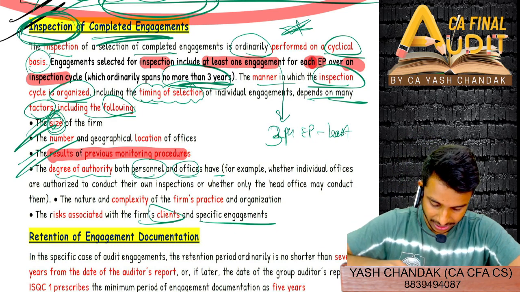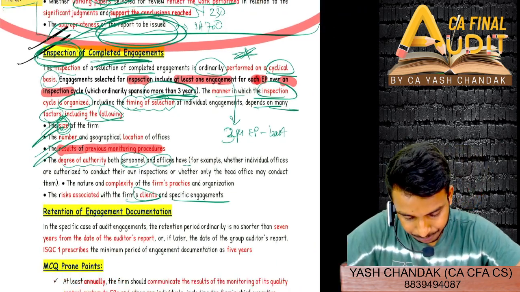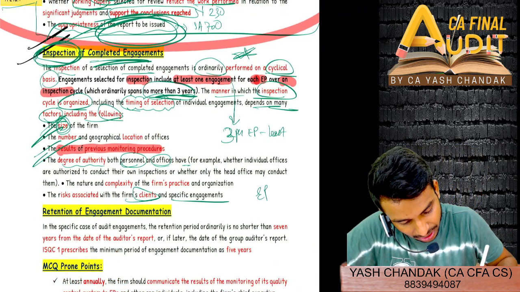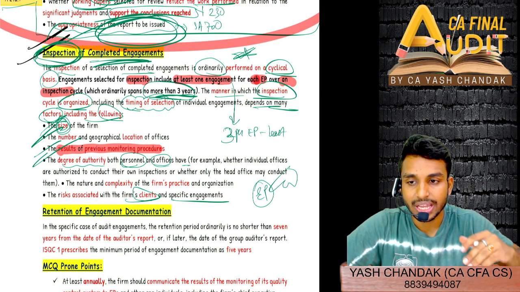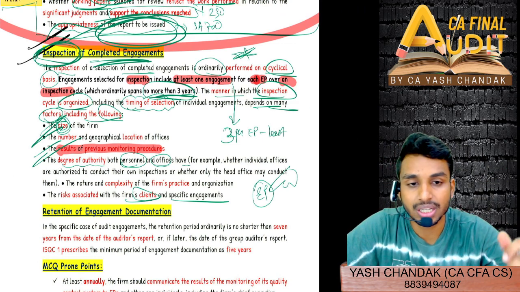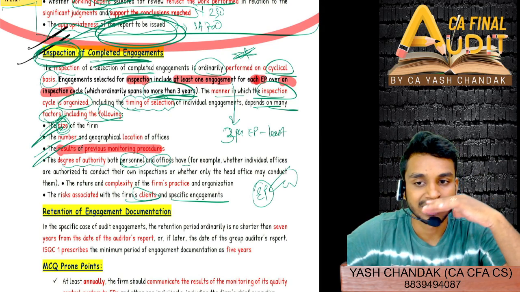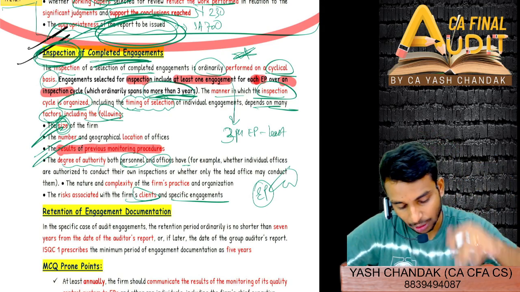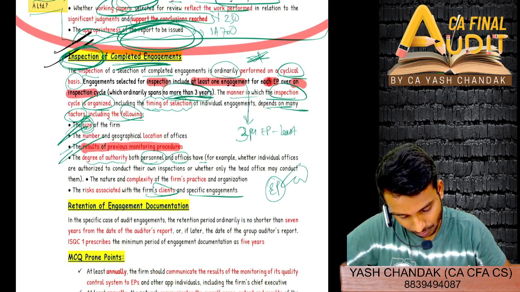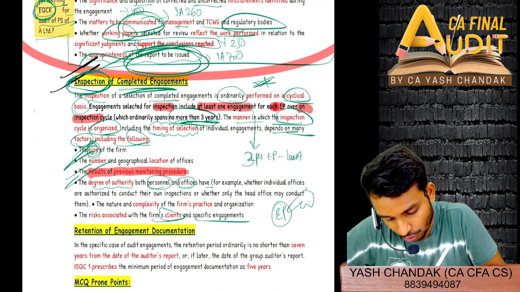Who will inspect here? Generally, the engagement partner will inspect, or any other senior partner who is not directly involved in that audit engagement. This is not what we are seeing.